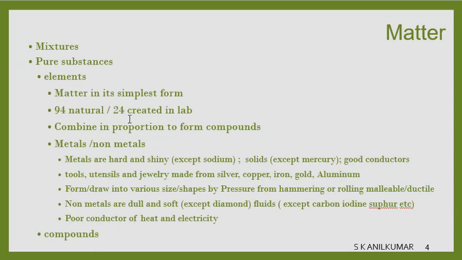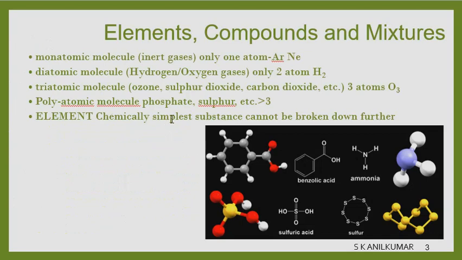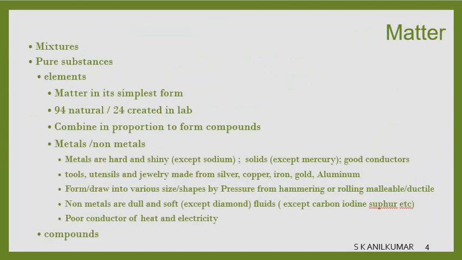Elements, there are 94 natural plus 24 created. They combine to form compounds. They can be metals or non-metals. What is a metal? Iron and silver. What is a non-metal? Bromine or iodine or carbon, right? This is about the pure substances. Why is it called pure substances? Because elements are the chemically simplest substances that cannot be further broken down, right? And what is non-pure substance? That is the compound and mixture.